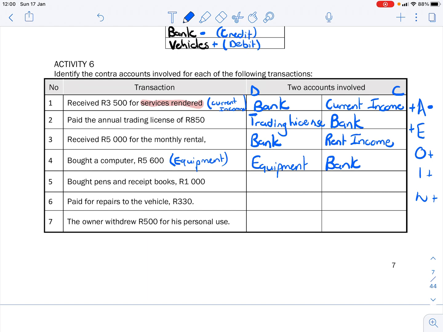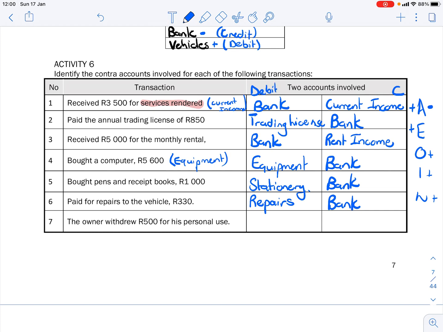If we buy pens and receipt books, we are purchasing something. It is money out. Bank is an asset that is decreasing. And pens or receipt books, we would classify as an expense called stationery. If we are paying for repairs to the vehicle, we have bank, an asset that is decreasing, we are purchasing or paying for, and we are paying for repairs, which is an expense. Expenses increase on the debit side.